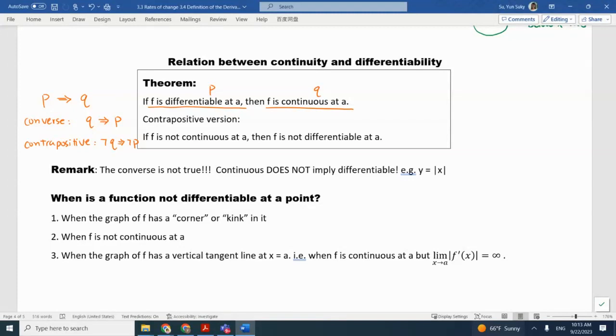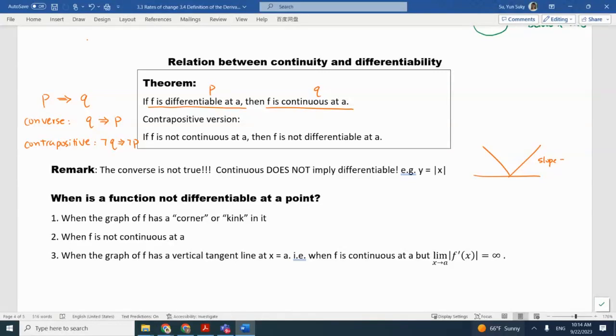We mark the converse. It's not true. If you just switch the order, it's not true. Continuity does not imply differentiability. We saw the example, absolute value of x. Do you remember absolute value of x, that example?